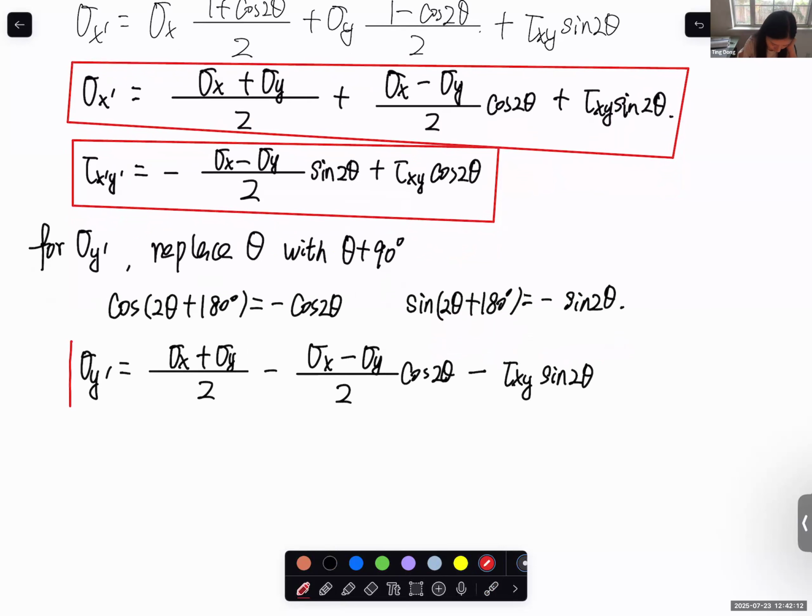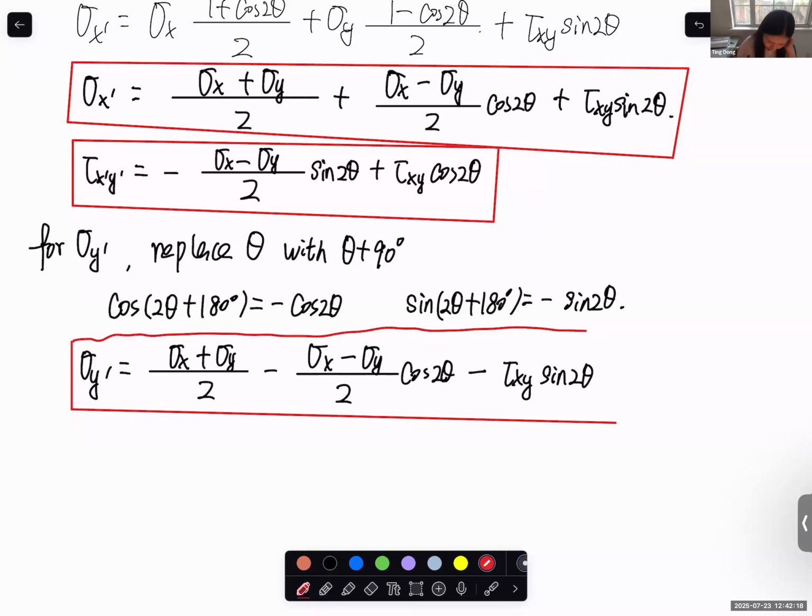So we have, this is the third equation. Now we are done with sigma x prime, sigma y prime, and tau x prime y prime. So basically, for any kind of rotation, as long as we know theta, we can calculate the plane stress after rotation. Any question?